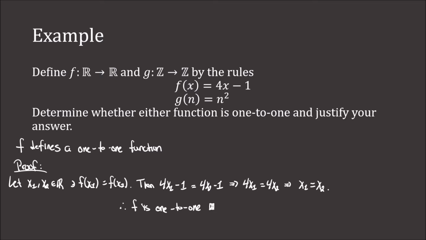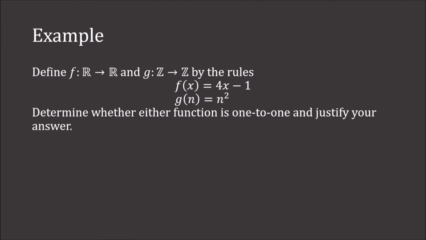Now, what about g? Well, we're dealing with integers to integers. 2 squared is 4, and negative 2 squared is also 4. So this actually is not one-to-one. And I already gave the counterexample.